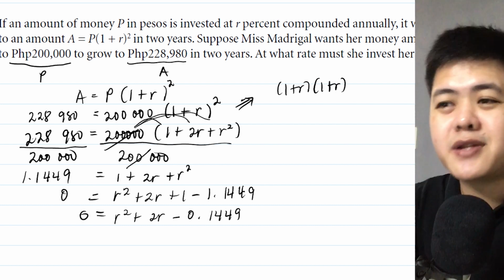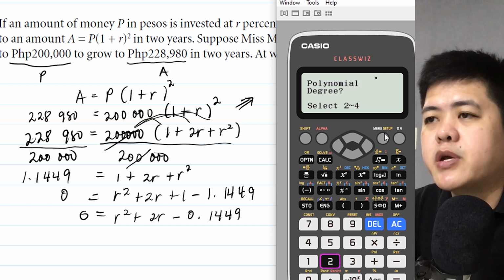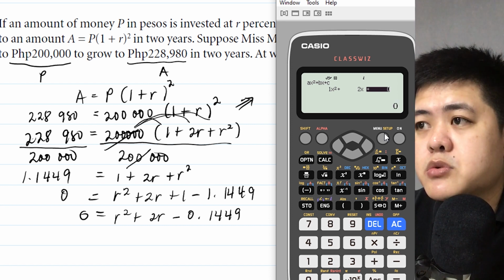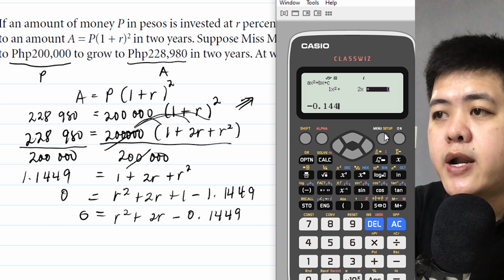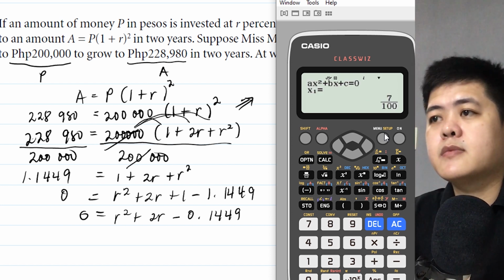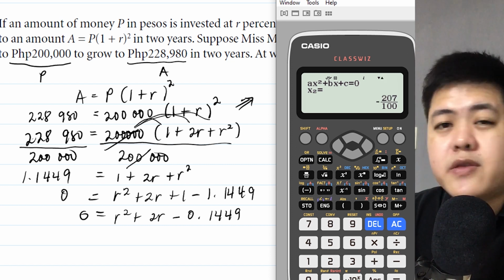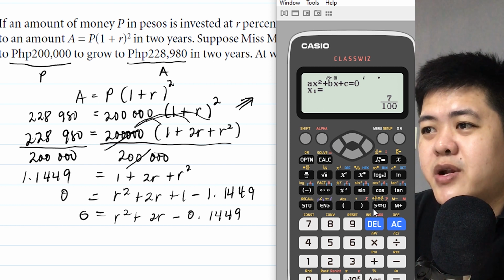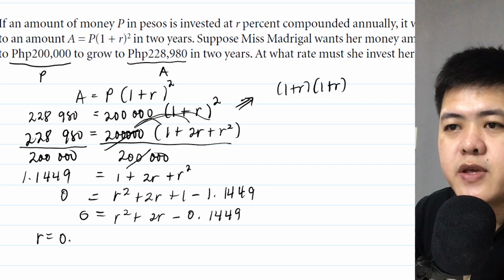Again, we can solve this using the calculator. Mode, and then let's look for equation. This one. Polynomial of degree 2. So, we have 1 for A. For B, it's 2. And for C, it's negative 0.1449. So x is equal to 7 over 100, or negative 207 over 100. The first one is 7 over 100, or 0.07. R is equal to 0.07.